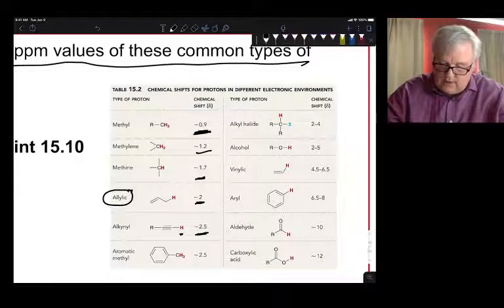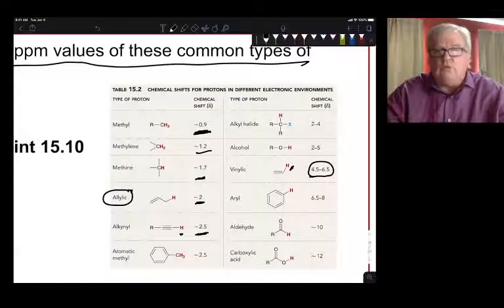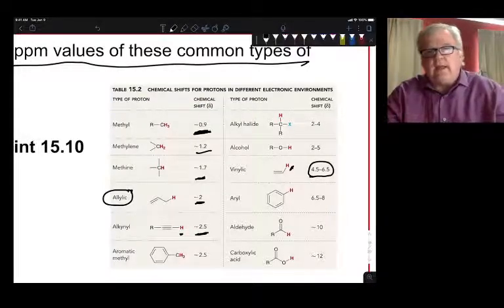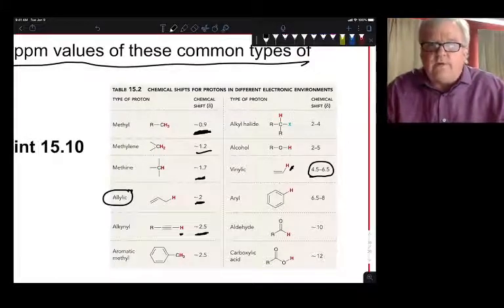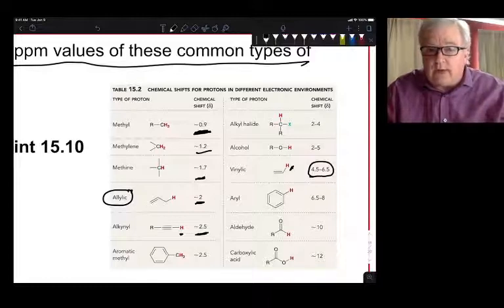Vinyl, hydrogen attached to an sp2 hybridized carbon. They have a wide range, but they come way out in a convenient part of the spectrum. Don't worry, right now we're just showing you where these different things come, and then a little bit later, in a couple more videos, we'll start taking a look at some specific molecules and how we interpret them.